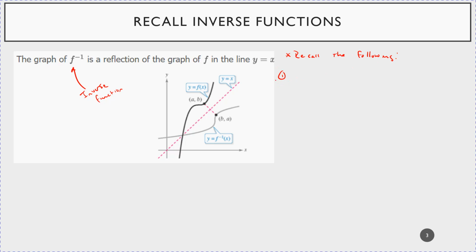The first one is a great property about these functions. If you take f of f inverse of x, that's going to be equal to x. And then 2, similarly, if you take f inverse of f of x, that's also equal to x. And finally, this is another one that we'll use pretty early on: if f of a is equal to b, then f inverse of b is equal to a. These are all things we've seen in pre-calculus when we talked about inverse functions. So just a quick review of those.